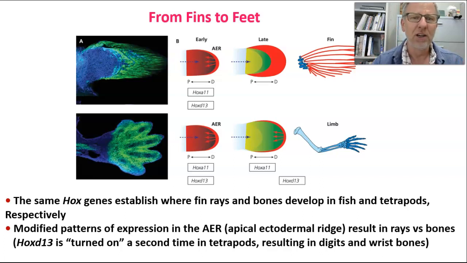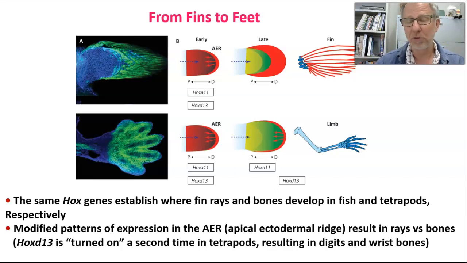So in fish, those Hox genes are turned off, and then ectodermal tissue in what's called the apical ectodermal ridge continues to develop, and that produces the fin rays. Now in tetrapods, the period of growth from that ectodermal tissue is relatively brief, and then the Hox genes, or at least the Hox D13 gene, is turned back on.